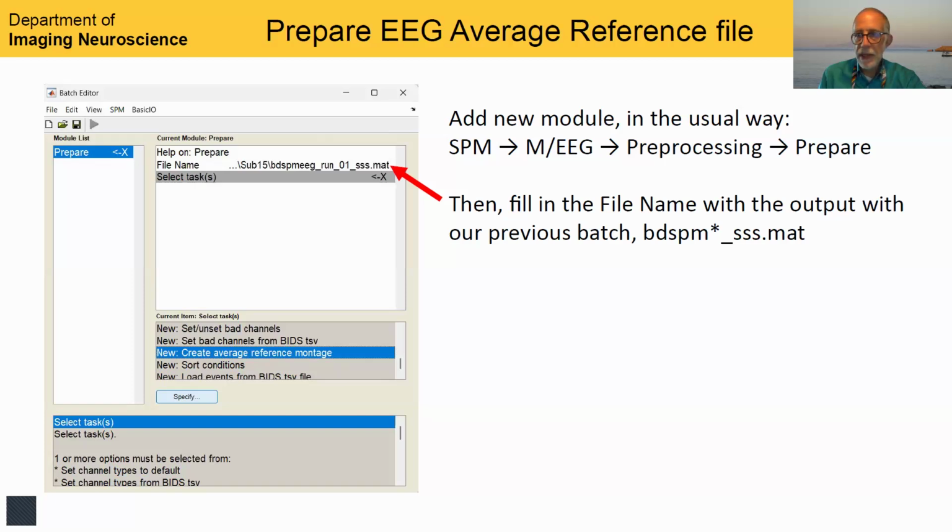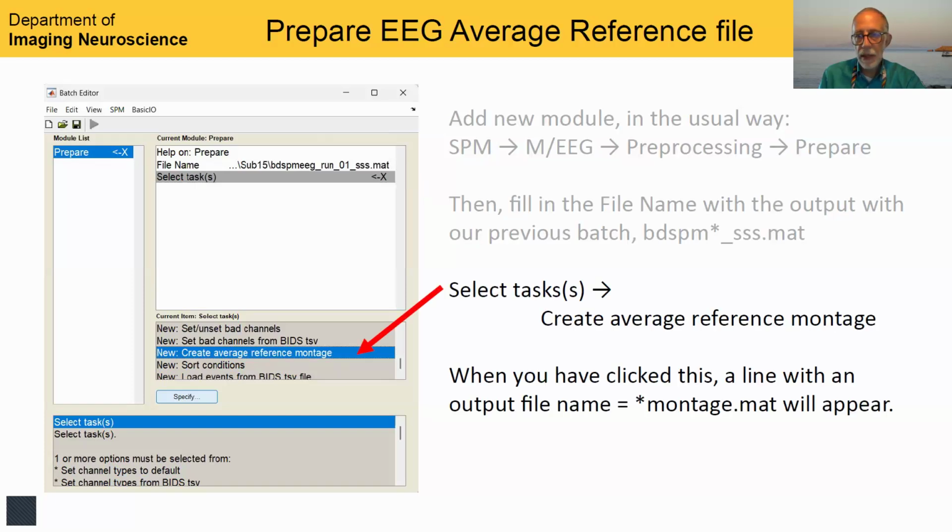I've said this already about filling in the detail. And again, I have described how you select the tasks, create average montage. And when you have actually clicked on this, a new line will appear with an output file name, which is going to be something ending in montage.mat in your white window.